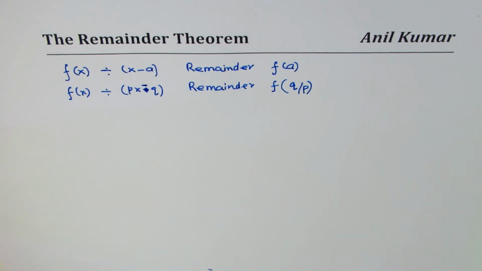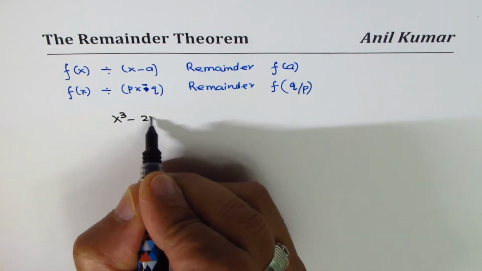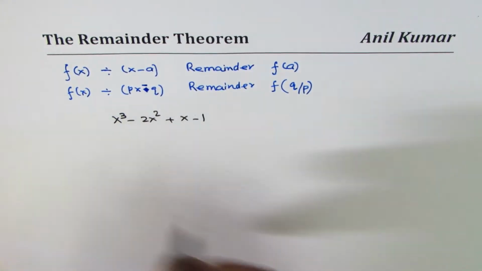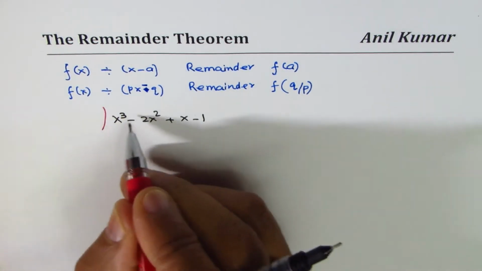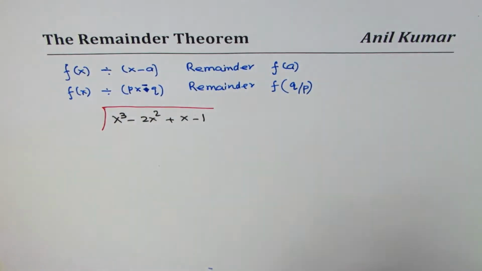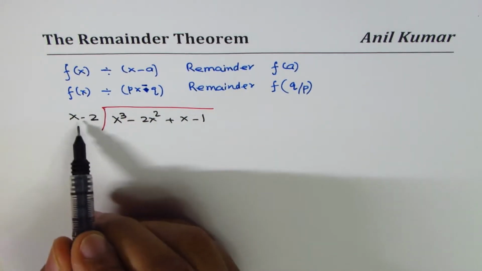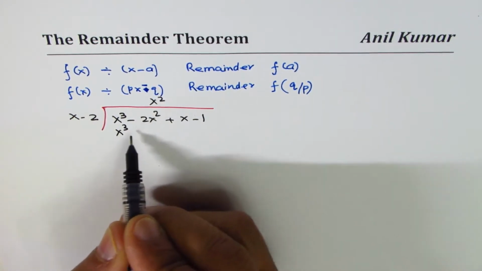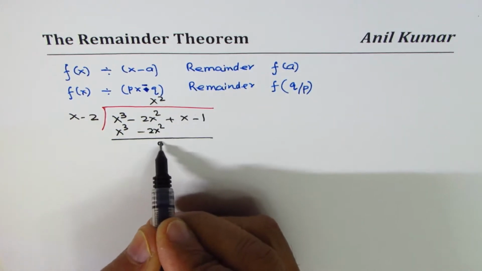So we can take up an example just to show it. Let's say we want to divide x cubed minus 2x squared plus x minus 1 by, let's say, x minus 2. Okay, let's divide this by x minus 2 and see what we get. So first we have to multiply by x squared, so we get x cubed minus 2x squared. Well, that gives us 0.